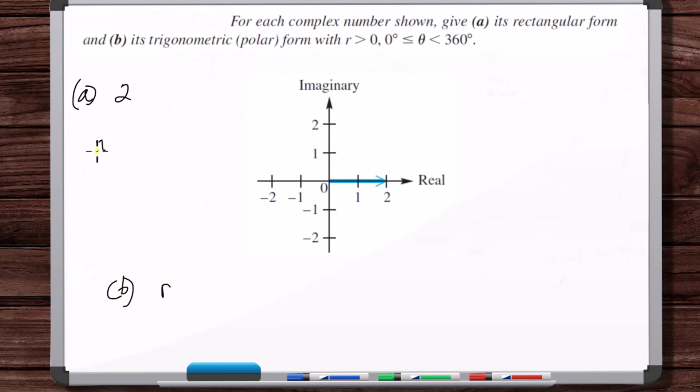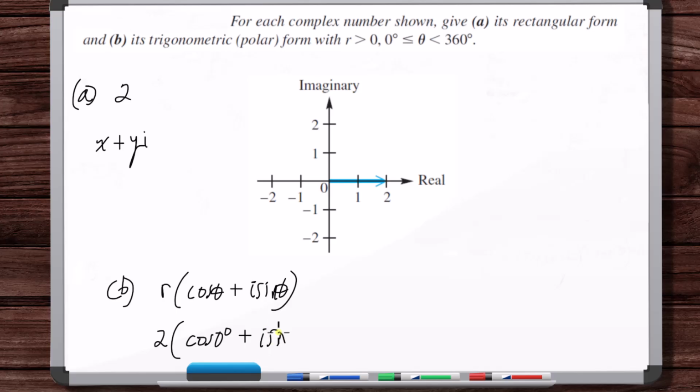Okay, B. So we know the rectangular form is x plus yi, and the polar form is r cosine theta plus i sine theta. So here, r is 2 and theta is 0. So cosine 0 degrees plus i sine of 0 degrees. Sine of 0 is 0. Cosine of 0 is 1. So 2. There you go.